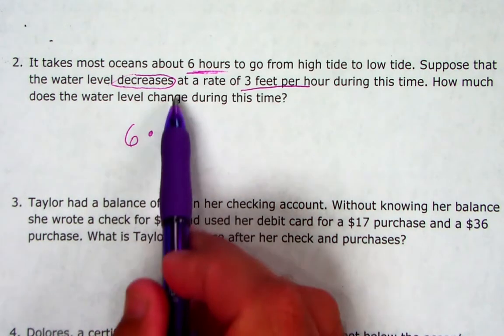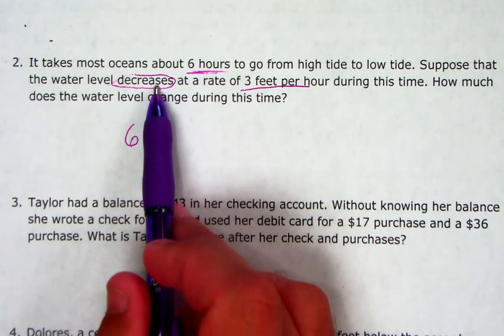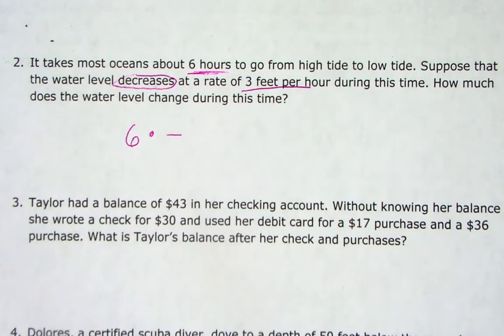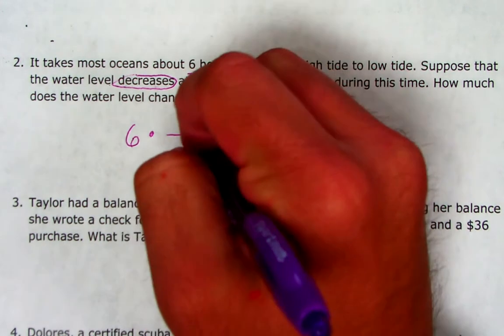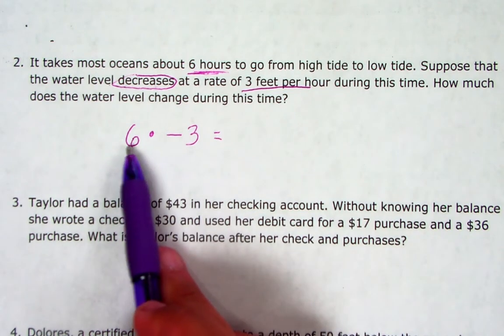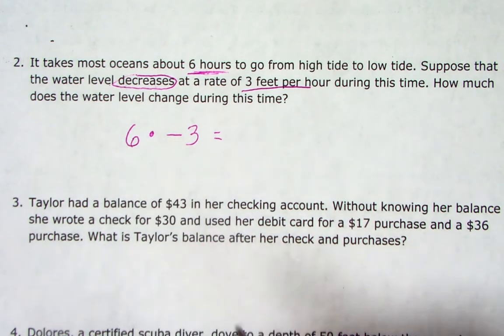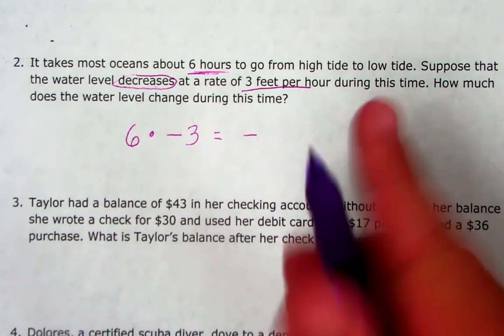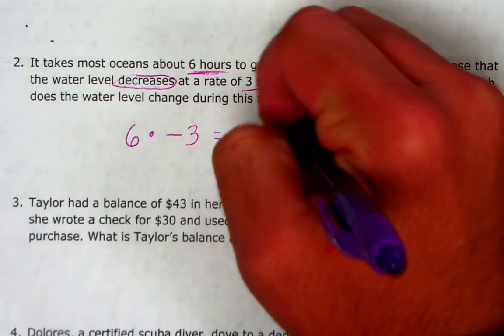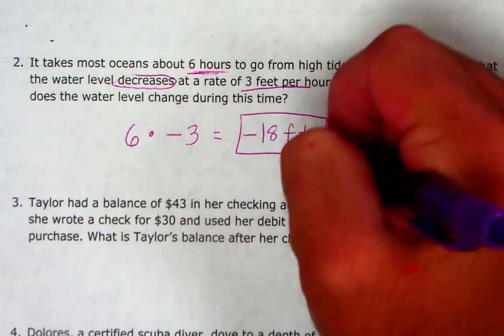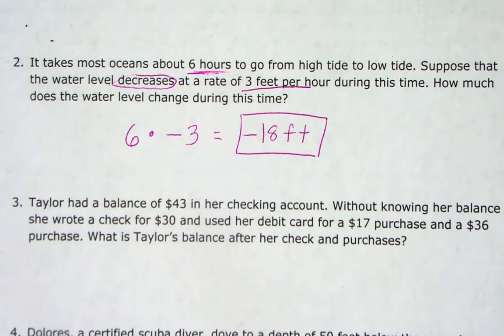Well, if we look at this word decreases, if you are decreasing, it's like you're taking away. That is a negative. So it decreases 3 feet per hour. Well, what is a positive times a negative? Well, it is a negative. 6 times 3 is 18. So after 6 hours, the ocean went down 18 feet.